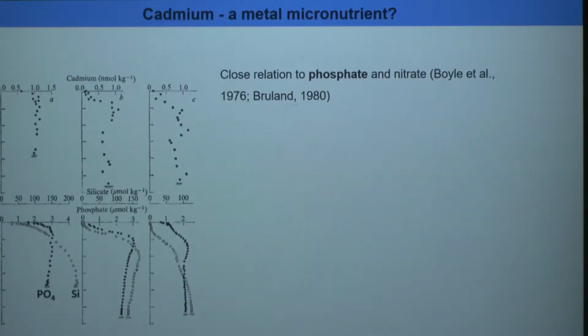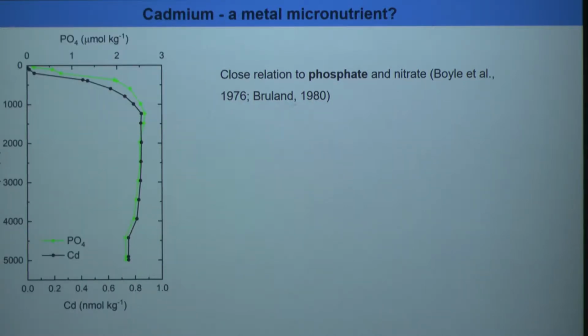So I'm going to start off introducing you a little bit to cadmium, which was first measured in the late 70s, early 80s by Ed Boyle and Ken Bruland. These are the first profiles they measured in the North Pacific. It's hard to see here, but this is cadmium up here, and then you have phosphate down here and silicate. And you can sort of see that cadmium looks surprisingly similar to the phosphate profiles.